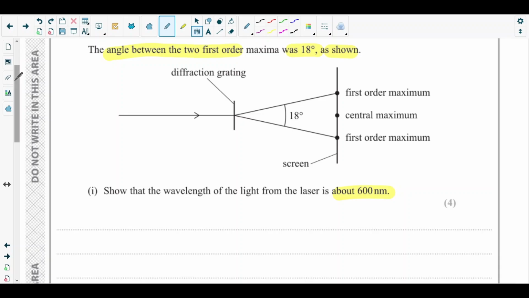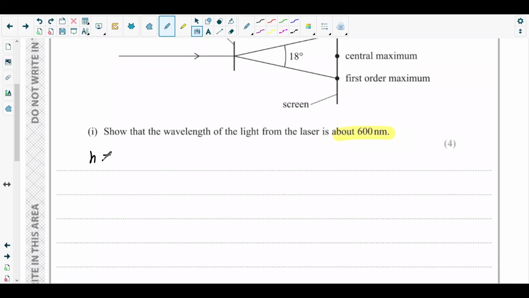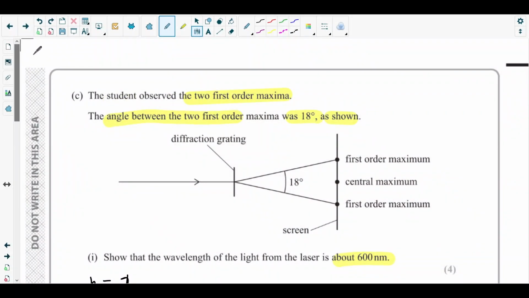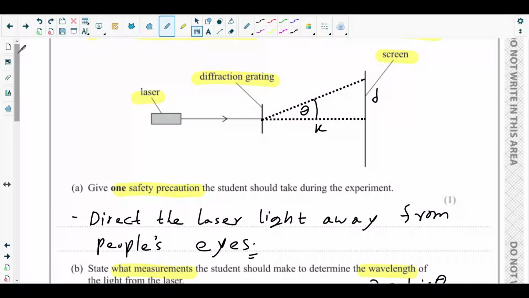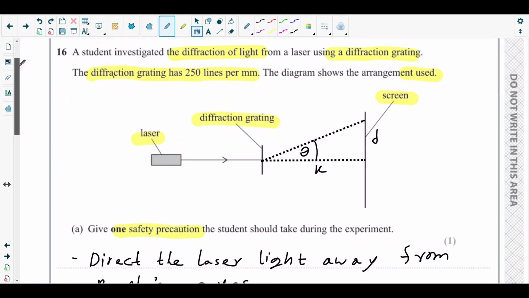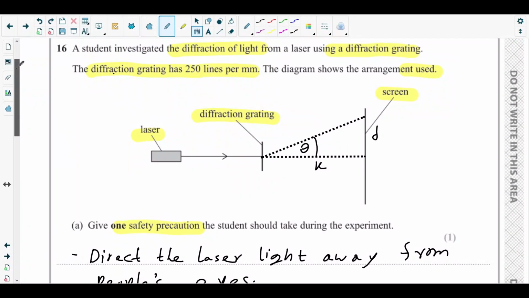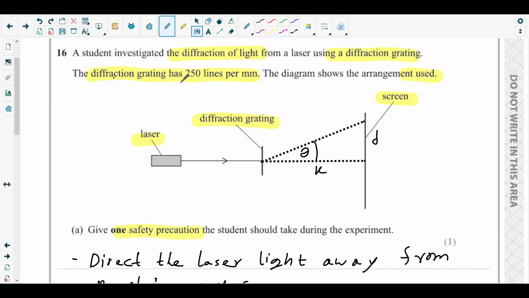Okay, so n equals 1 here because we are considering the first order. So lambda equals d sine theta, right? So we need the value for d. Sine theta can be found using tan theta. Using tan theta we can figure out the angle theta, and then we can get the value for sine theta. Okay, fine. The diffraction grating has 250 lines per millimeter.